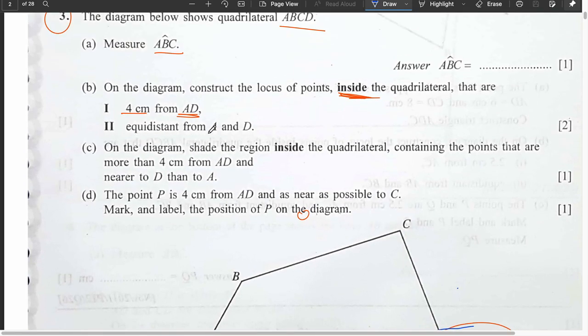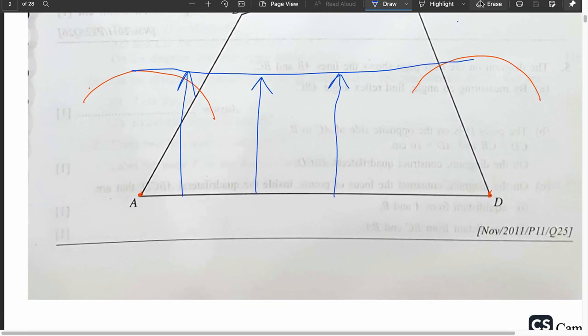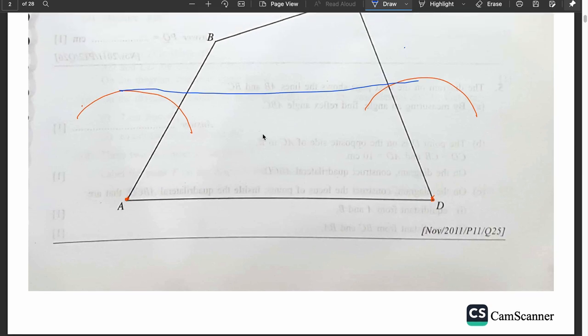Second part says equidistant from A and D. Equidistant from A and D is perpendicular bisector. So open the compass, more than half, draw the arc on both sides, then place at D, draw the arc on both sides and join this. And make sure you extend it so it cuts the complete diagram.